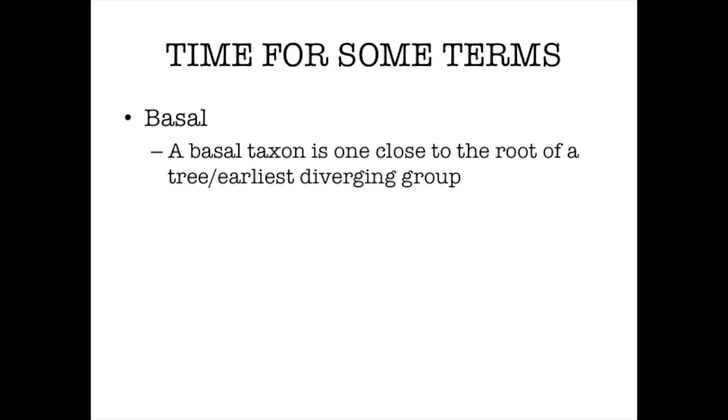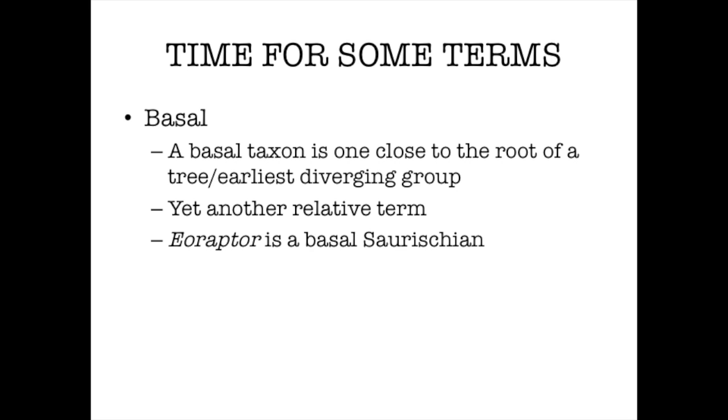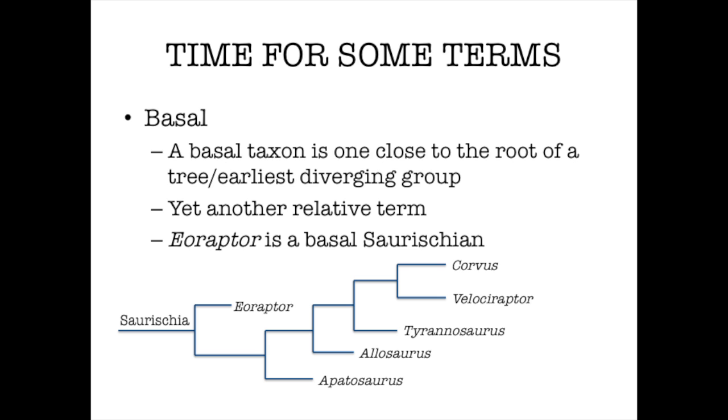A basal member of a clade is one that is close to the root of that clade, or it is the earliest diverging group from a clade. This is yet another relative term. An Eoraptor, for example, is a basal Saurischian. As shown here, it is the earliest diverging member of Saurischia.